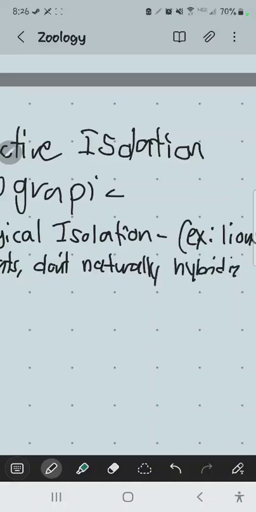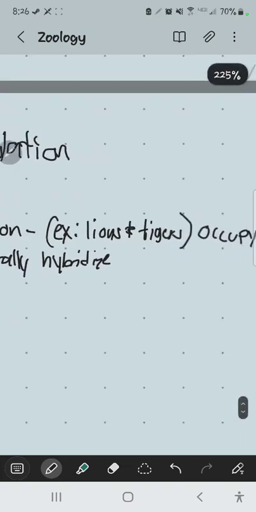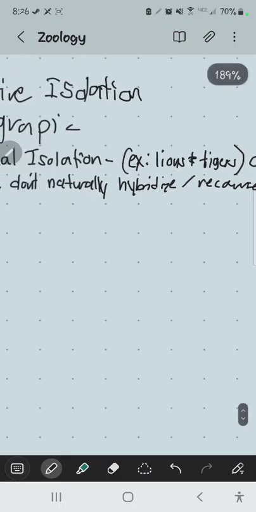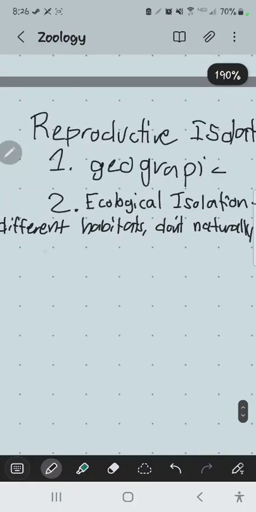Okay, let's go back here. Ecological isolation is how they use their resources. We also have behavioral isolation, which is a barrier. So, behavioral isolation.